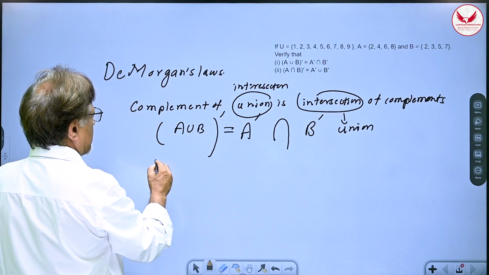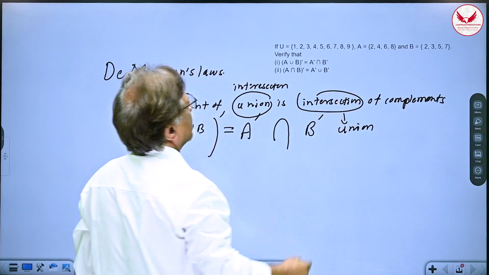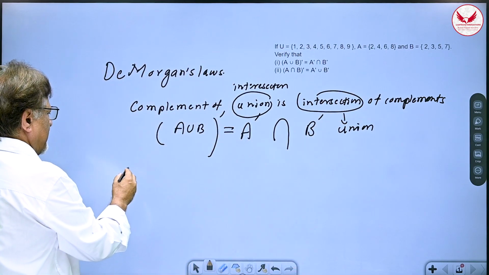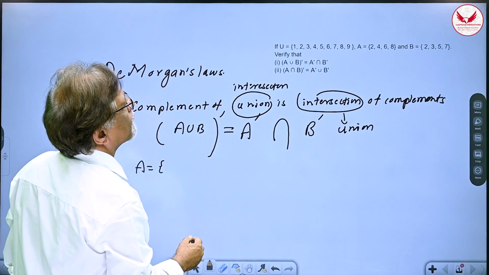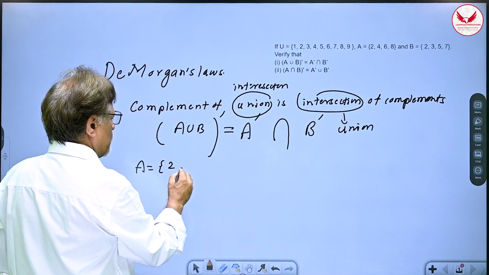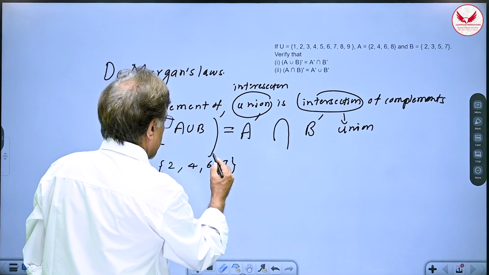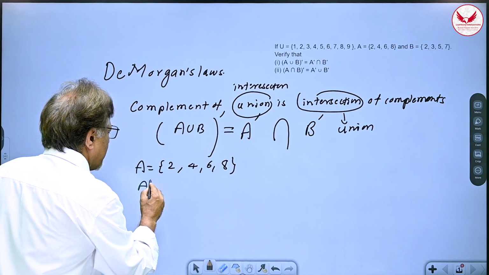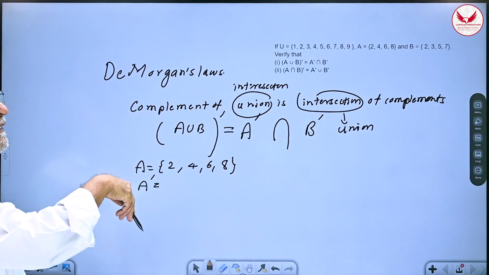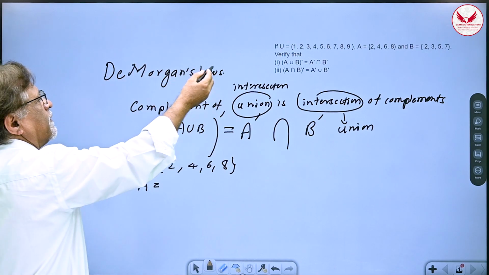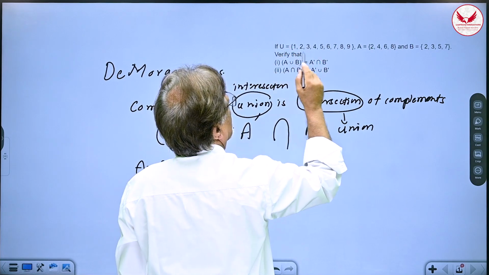Now here the universal set is already declared to be all the elements from 1 to n. Now what is A? Let us say A contains 2, 4, 6 and 8. Now what is A complement? A complement means those elements which are not in A but which are in the universal set.